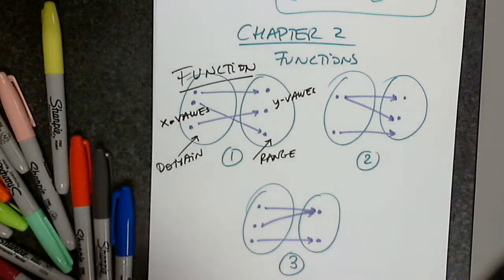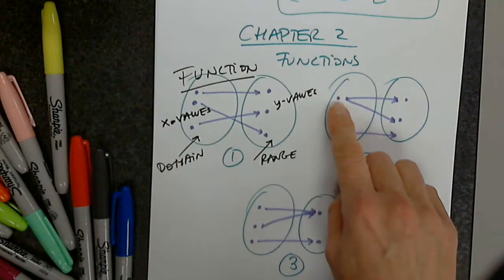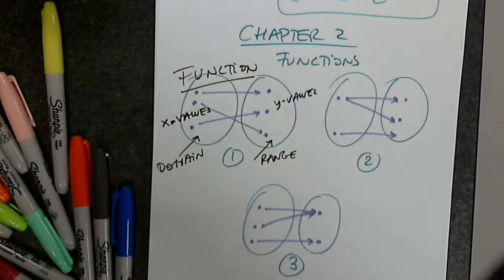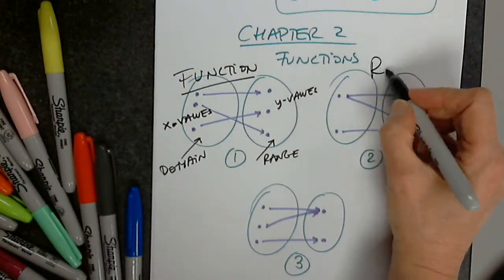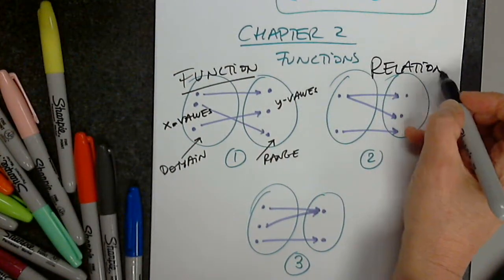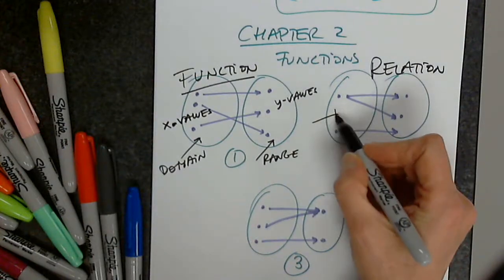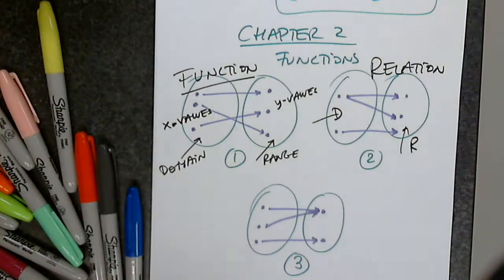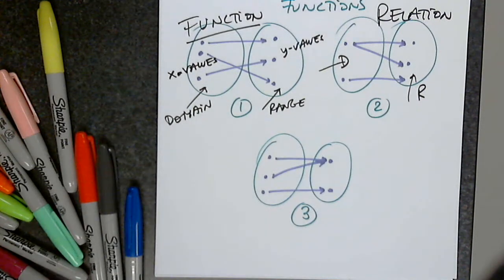Let's move on to the second one. Is the second one a function? No, because we see that to this x value correspond different y values. Is this possible? Yes. Does it exist? Yes. But it's not a function, it's called a relation. So the answer to those two bubbles is the same. This is still the domain, and this is still the range, but it's the domain and range of a relation, not of a function. Okay, what about the third possibility?